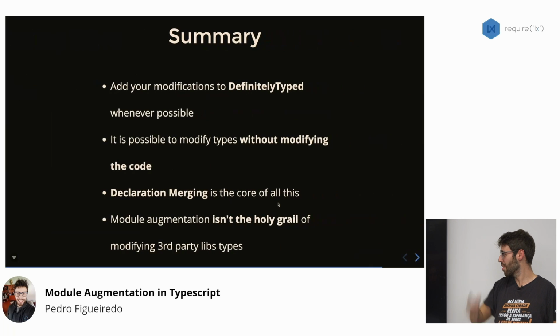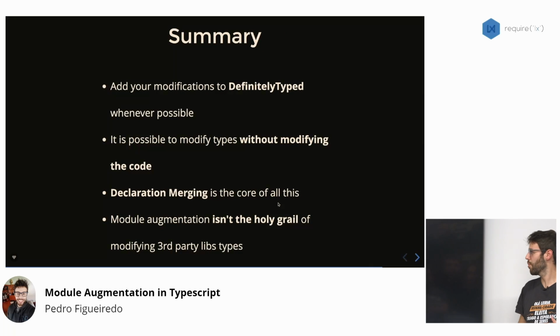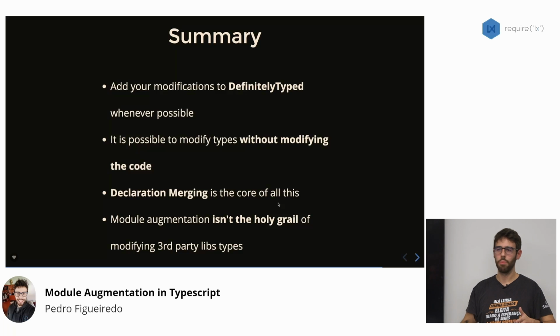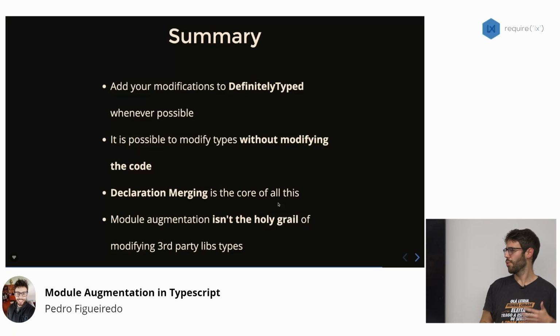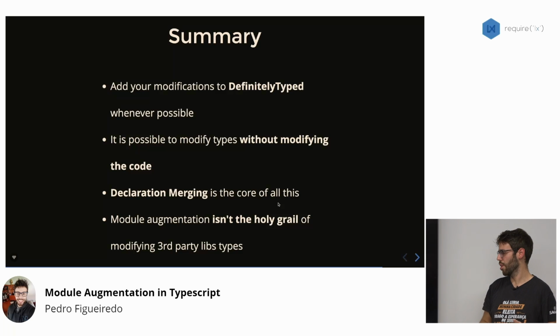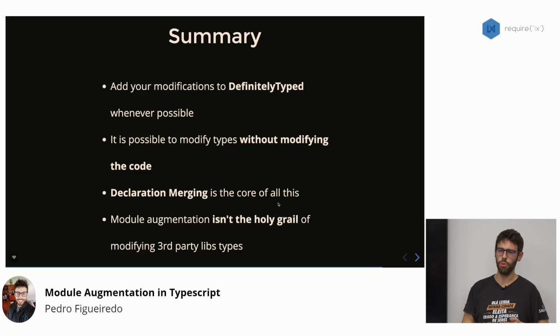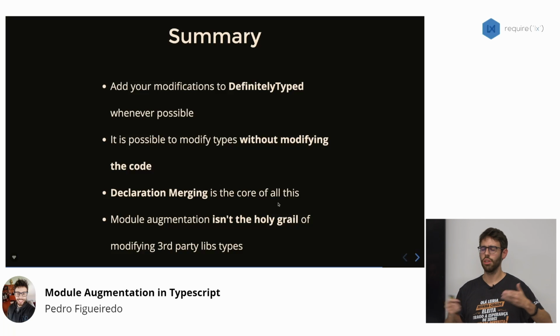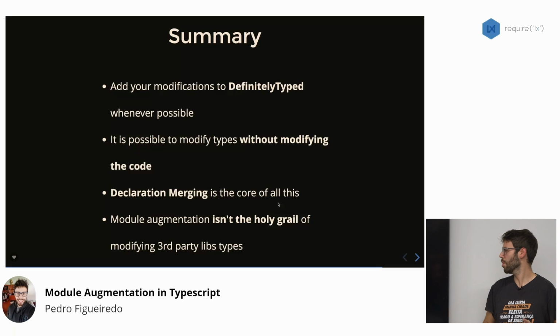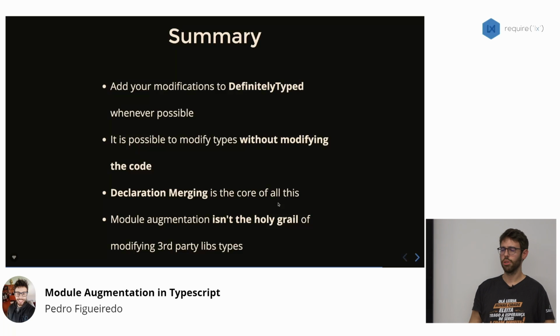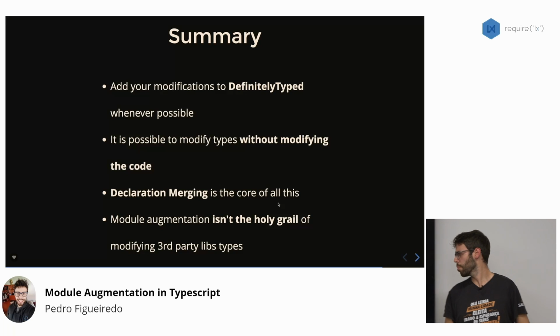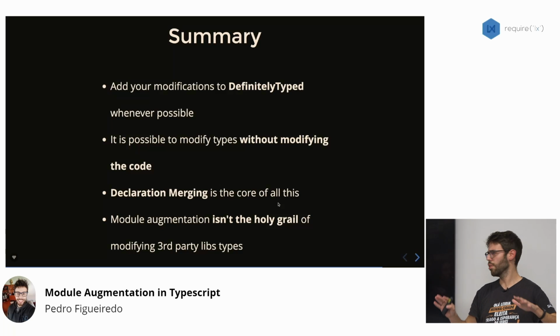Awesome. So just a little summary of what we have seen. Whenever you can, please just use whatever there is in DefinitelyTyped, or if there isn't yet that thing that you want, do a PR, see the community's response, and just in the last case, use module augmentation. It is indeed possible to modify types without touching a code base. Declaration merging is the core of all that we have seen here. And module augmentation isn't the holy grail of anything because it is kind of limited.